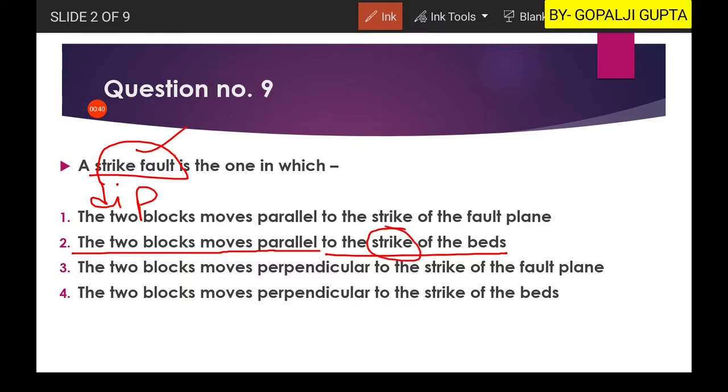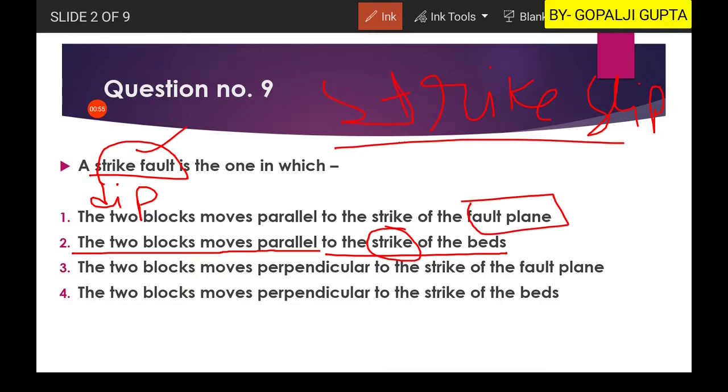Now if another term is included, slip, like we are talking about the strike slip fault, then it will be related to the fault plane. If strike slip fault, that means the two blocks move parallel to the strike of fault plane. Only when the slip term is used, we will classify them on the basis of fault plane. If it is the dip slip fault, that means the slip is along the dip of fault plane.